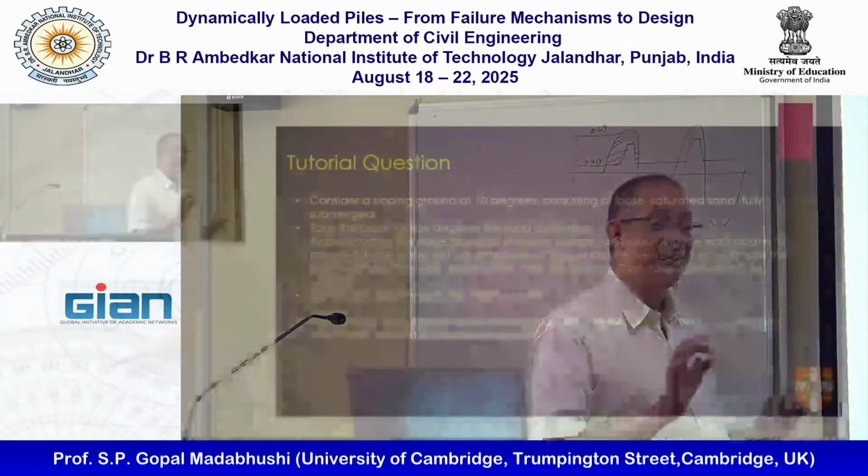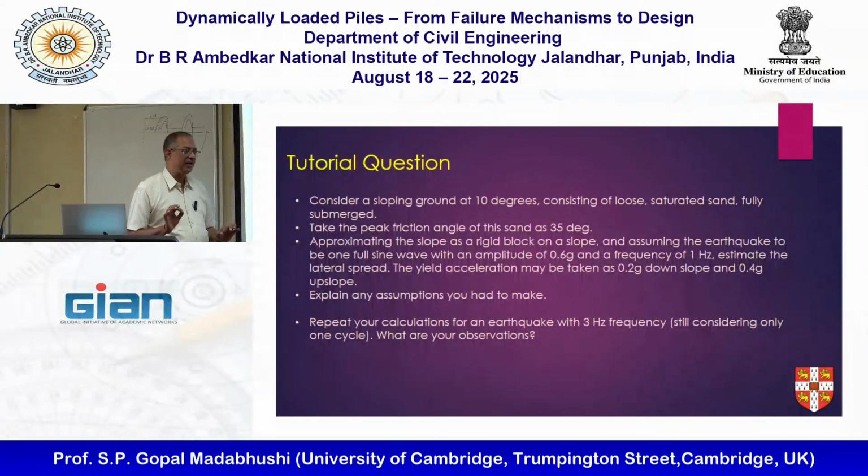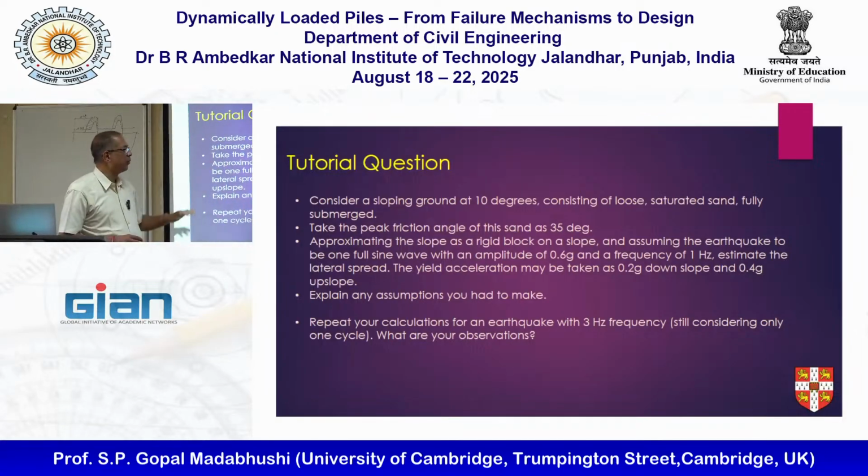This is the bit I really want you to do. Either you take a photograph or you will probably get this slide through the website. What I want is, take a slope of 10 degrees. Let's imagine it is simply loose saturated sand, fully submerged. For the sand, let's say the peak friction angle is 35 degrees.